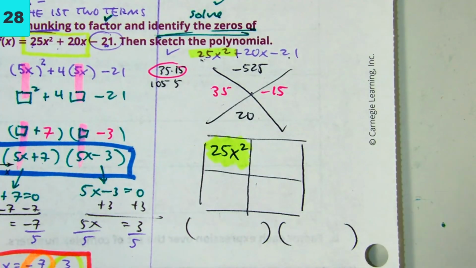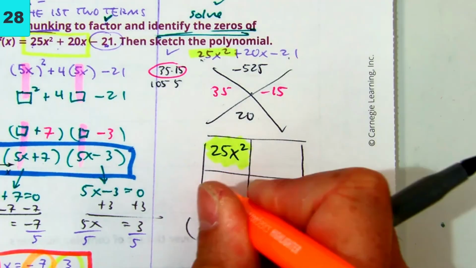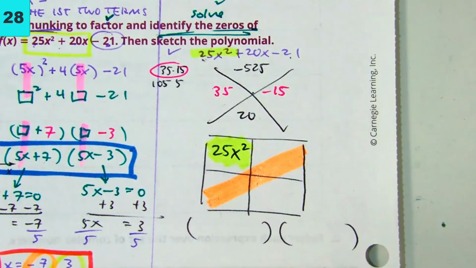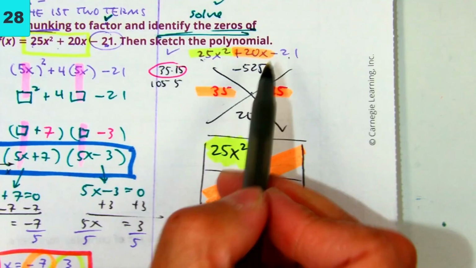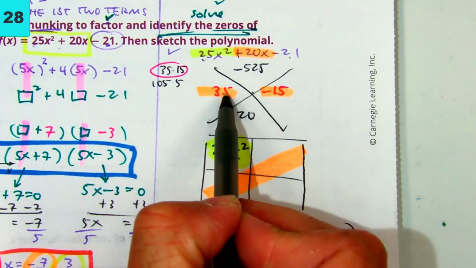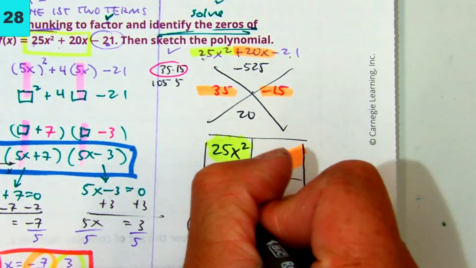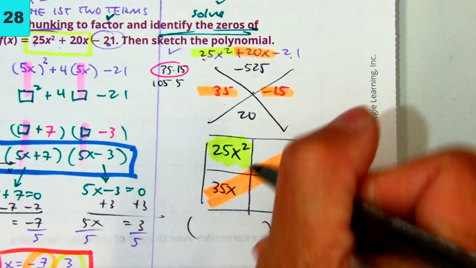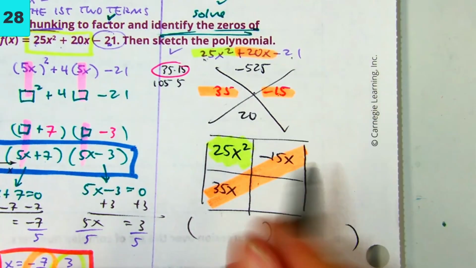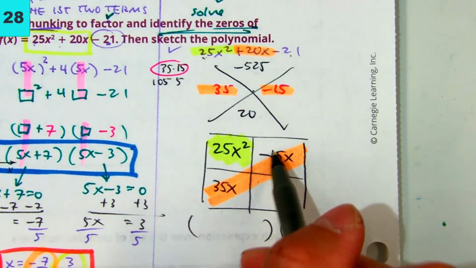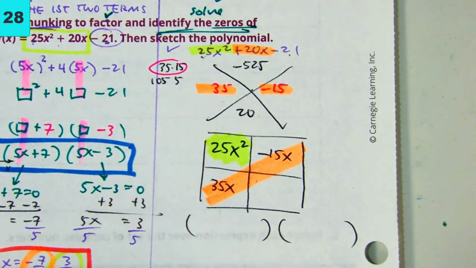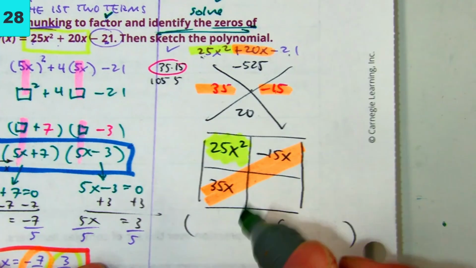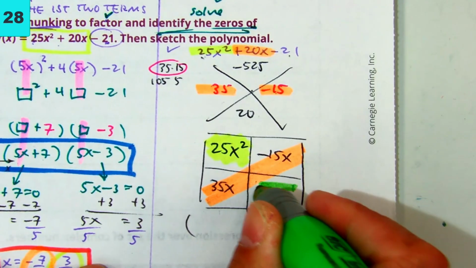Class, what goes in these two boxes? We're basically splitting the middle term. 20x, which is 35x, and negative 15x. So you have to add an x there. They will always go in these positions. Now, you can always switch the orders. You can have 35x and negative 15. And then, class, what always goes in the bottom right? Negative 21.